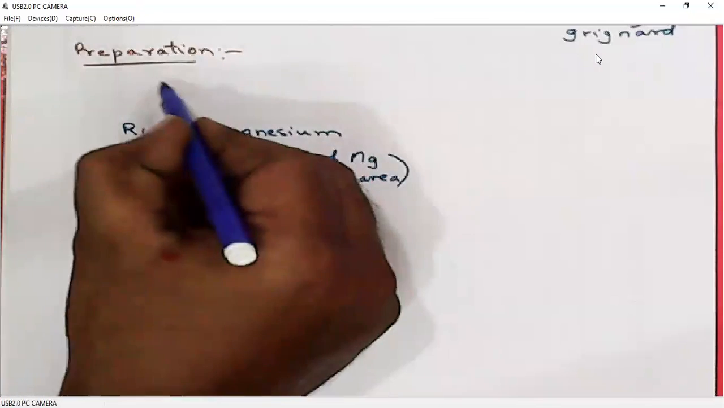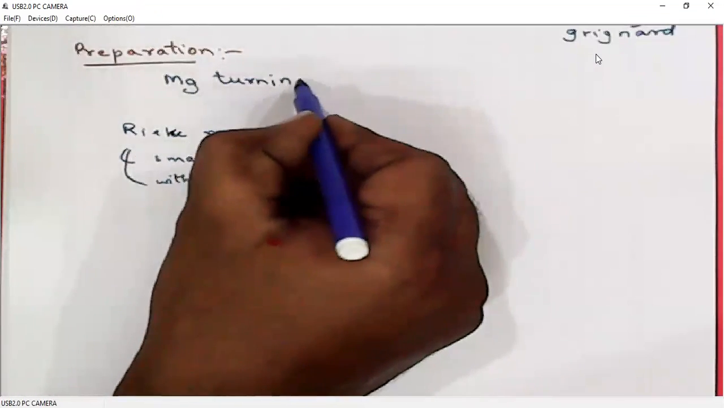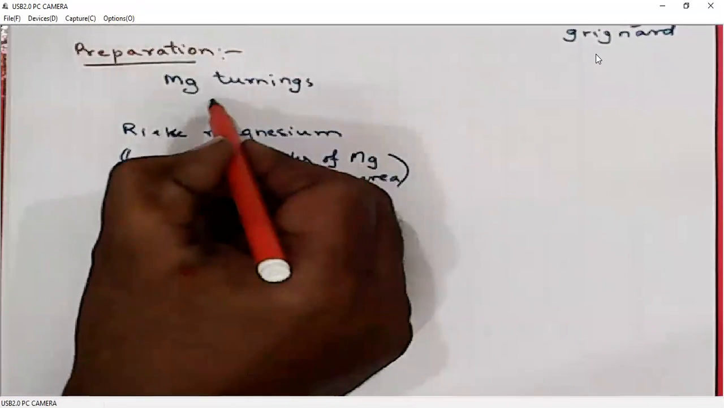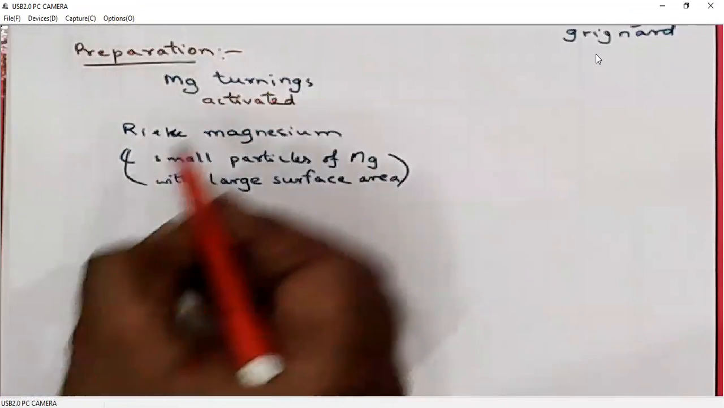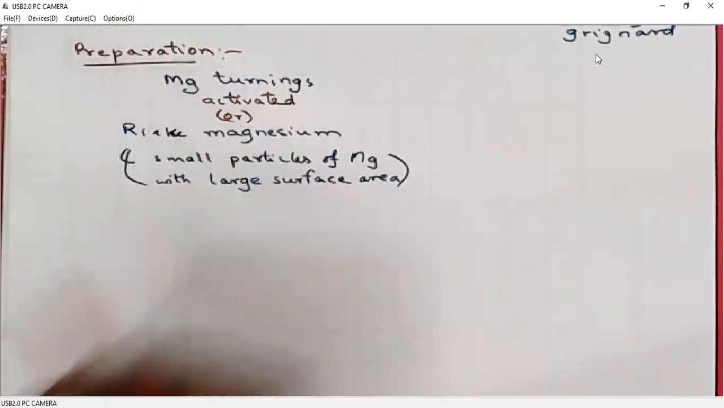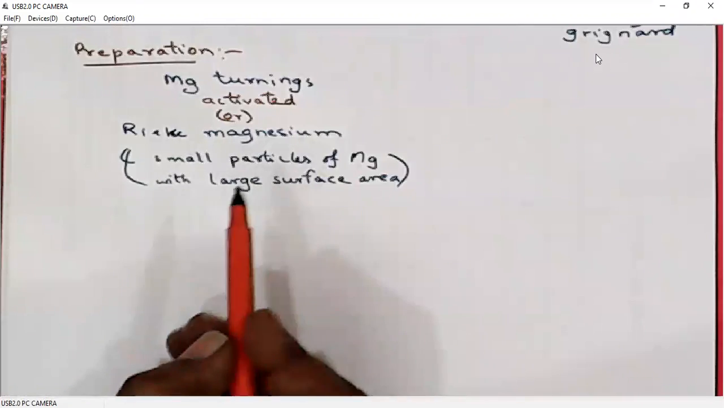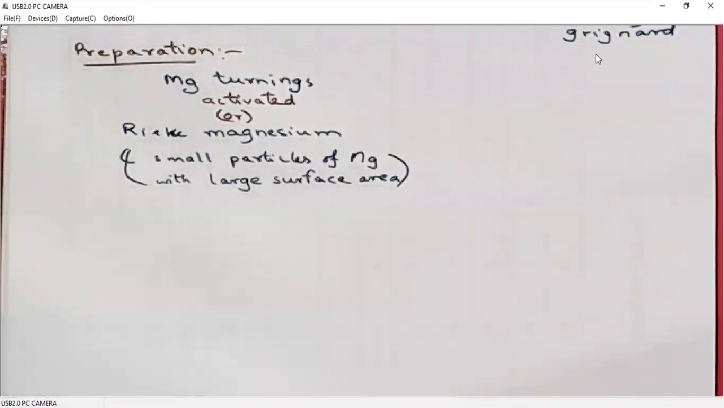Generally, Grignard reagents are prepared using magnesium turnings. Generally, these magnesium turnings have to be activated, or we can also use Rieke magnesium in place of magnesium turnings. Rieke magnesium is nothing but powdered magnesium which has a large surface area, so it is highly reactive. If we use magnesium turnings, we need to activate it.